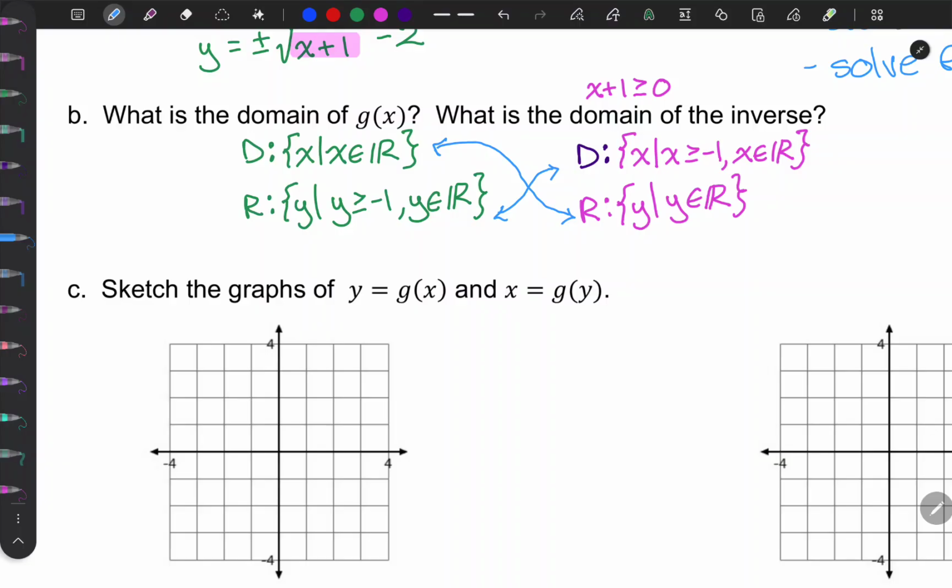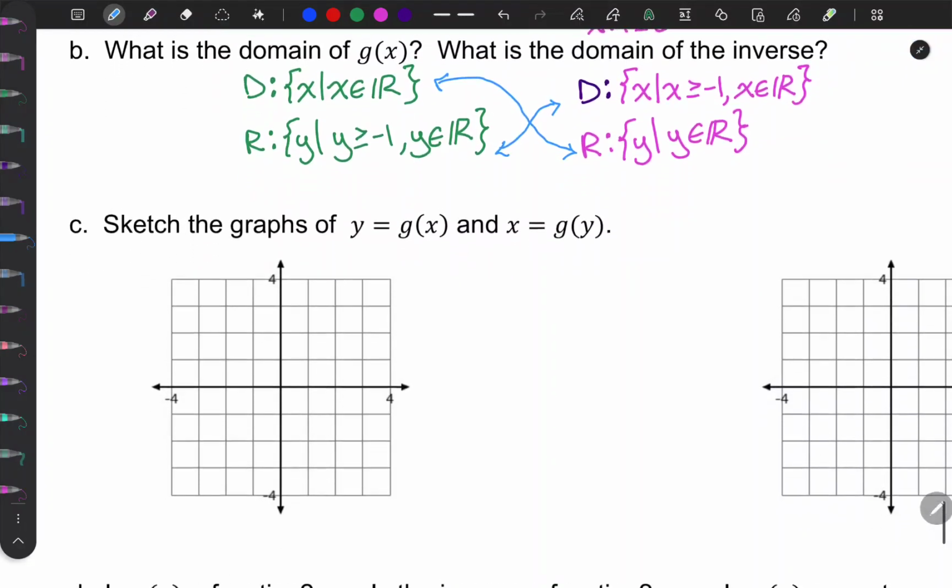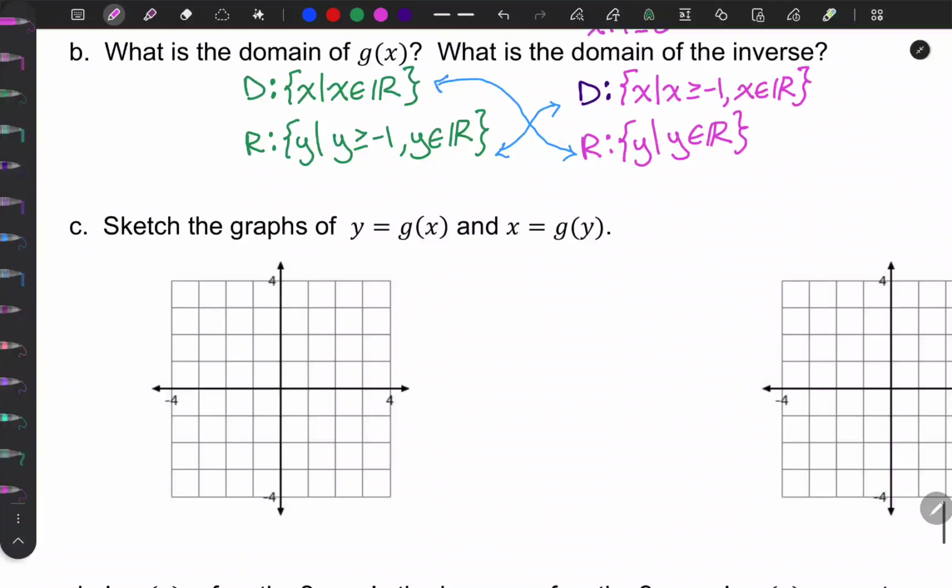All right, let's sketch both graphs. We'll start with g of x. So g of x is y equals (x plus 2) squared minus 1, which is going to be a vertex at -2, -1. So we'll start at -2, -1. We have an a value of 1, so we can go across one, up 1, across one, up 3, and that's pretty much all we have space for.